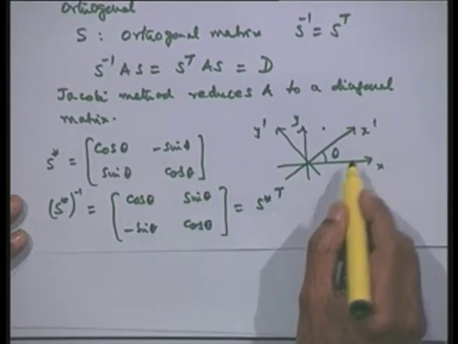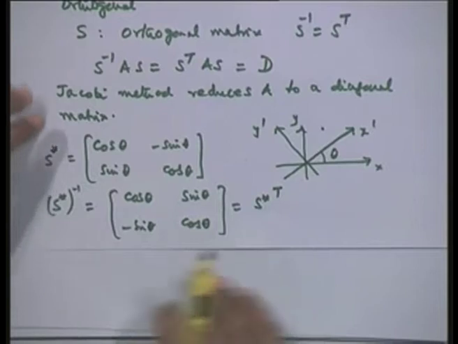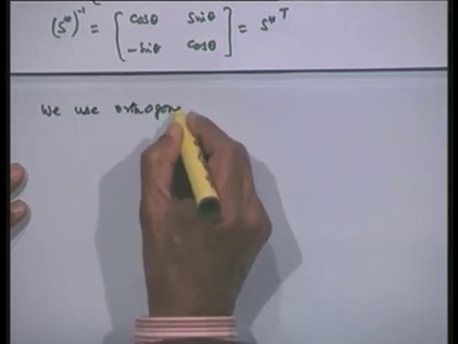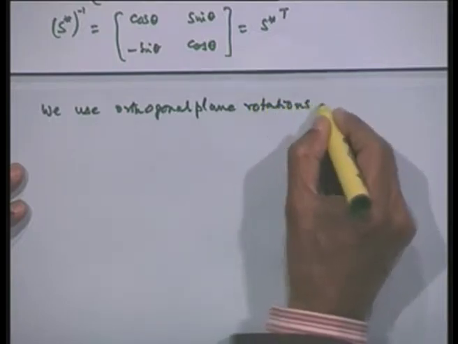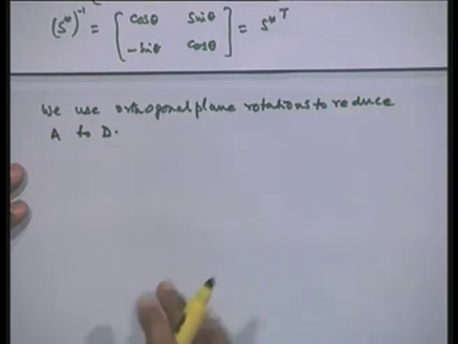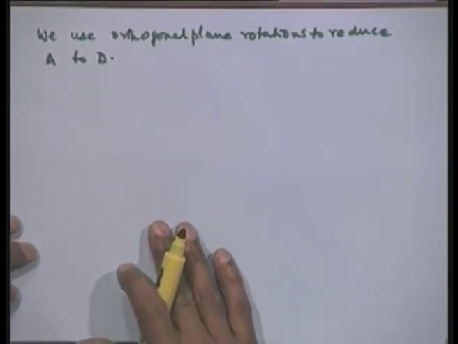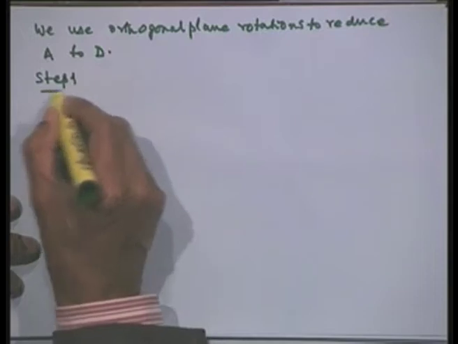Therefore, the Jacobi method uses orthogonal rotations in a plane to reduce the matrix to diagonal form. Therefore, we can say that we use orthogonal plane rotations to reduce A to D. Now, let us see how to do it. It is to be done in 2 steps. What is the first step? Let us take the first step.